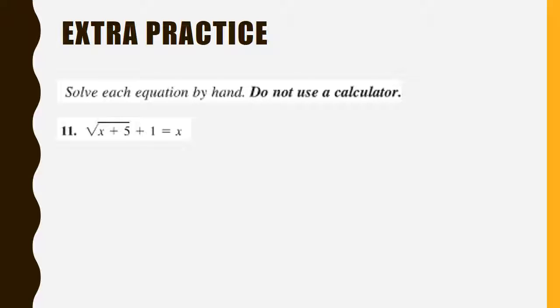The rest of this is extra practice. Pause the recording and give them a try, and then resume the recording to check your answer. Proceed like this through the rest of the recording.